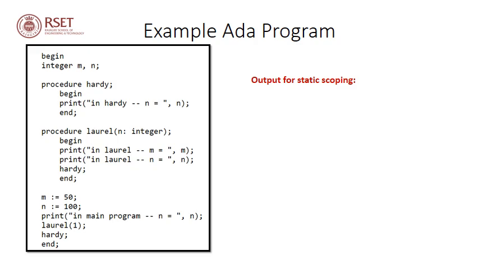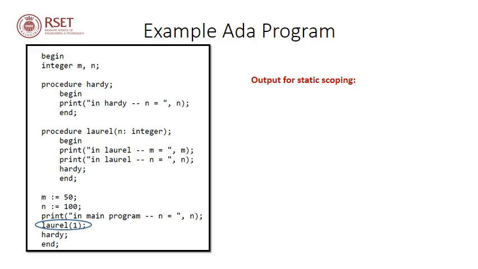Initially we have two global variables m and n, both integers, and within the main program m is initialized as 50 and n is initialized as 100. We have the first print statement in main, which prints "in main program n is equal to", and it will print n is equal to 100. After that, we have a function call, and we are calling the subroutine Laurel, passing the value 1 as the argument.